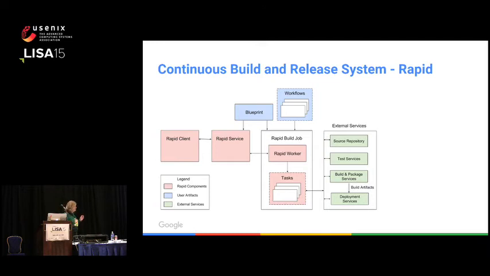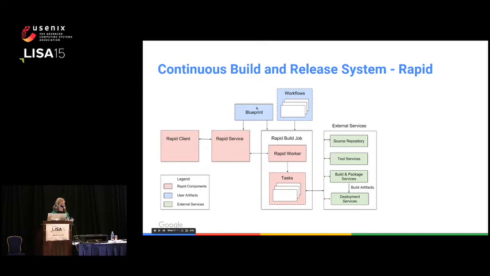So here is an architecture of our continuous build and release system. And this is the first time we've talked about this outside of Google. Can you all see my cursor? Yeah, you can. So we have a Rapid client, which is a command line interface or a web-based interface. It talks to a Rapid service, which is running as a Borg job on our production machines.